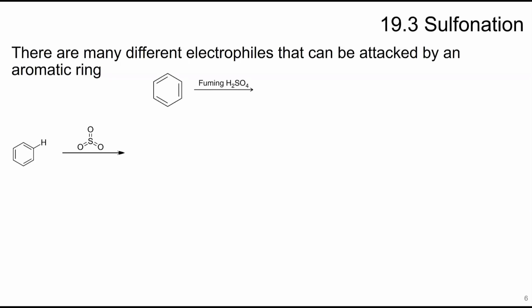There are many different electrophiles that can be attacked by an aromatic ring to give you several different products. If we have benzene with fuming sulfuric acid, we will add a sulfonate group, or SO3H. And the way that that works, the S is acting as our electrophile. Benzene is our nucleophile. We get a nucleophilic attack on the sulfur.